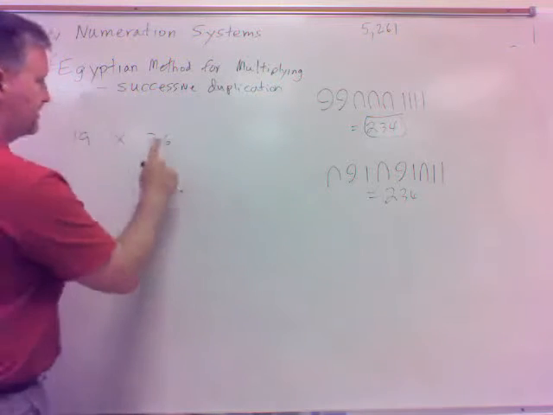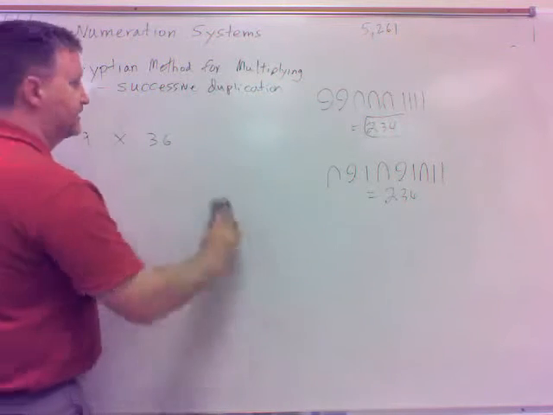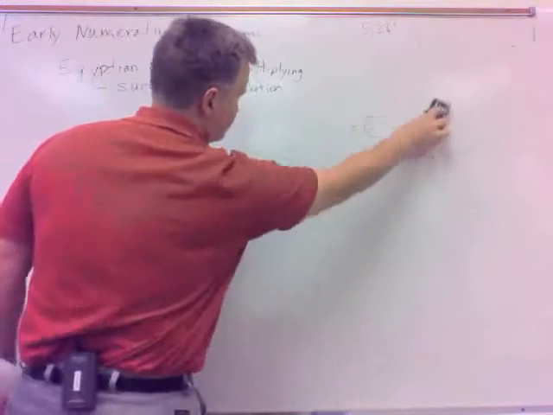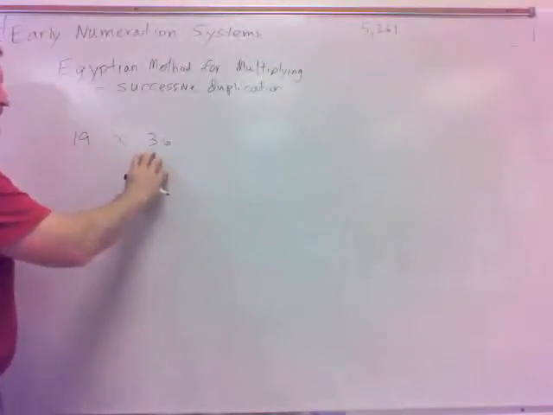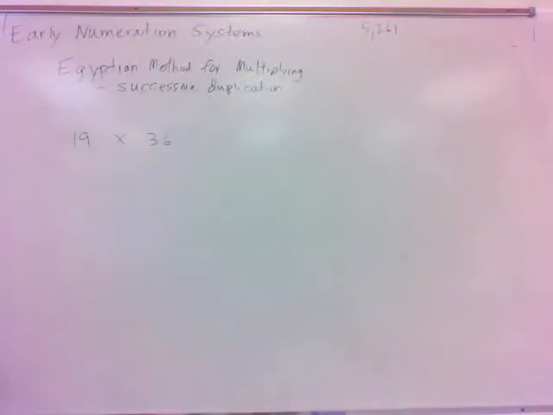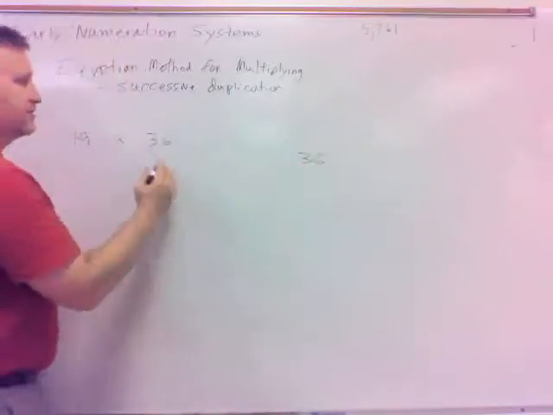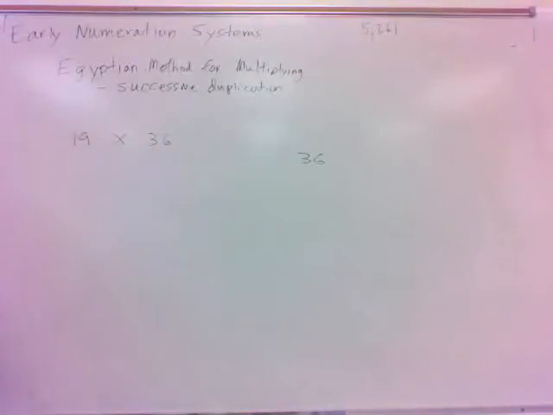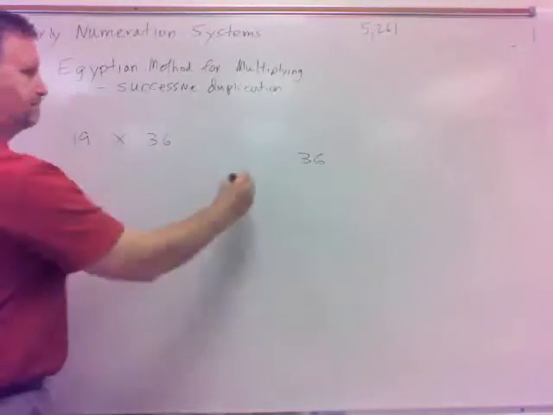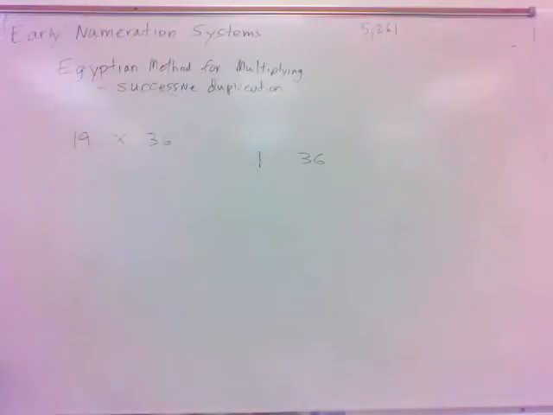What they would do is take the larger of the numbers. Of course, I'm using our numbers now. They would have theirs with heel bones and stroke marks and all that, but I'm just going to use our numbers. They take the larger number, which in this case is 36, and write a 1 beside that. So if it had been 19 times 45, we would have put 45 with a 1 beside it. Whatever the larger number is, put a 1 beside it.